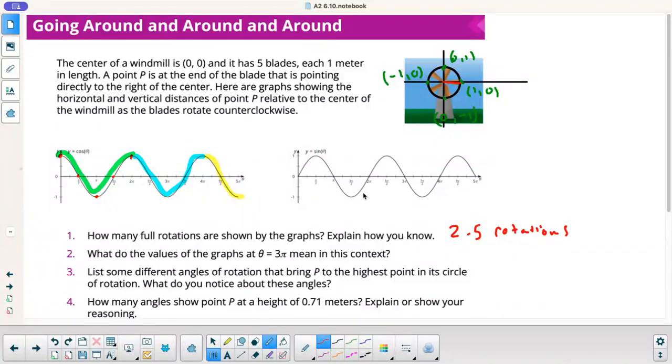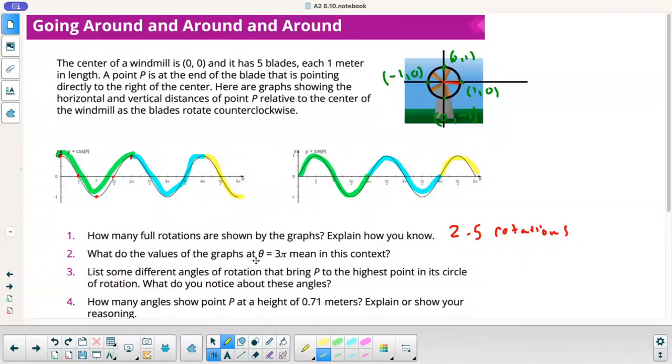What are the values of the graphs at theta equals 3 pi in this context? Oh, I guess I should have done this one too. This is going to be the same thing. It just starts at 0. So it's kind of the same idea here. There's a full rotation. Get back to where you started. There's another rotation back to where we started. And there's my half.